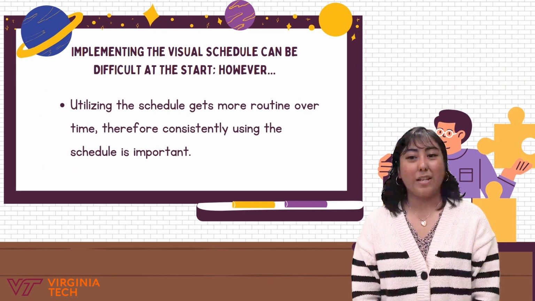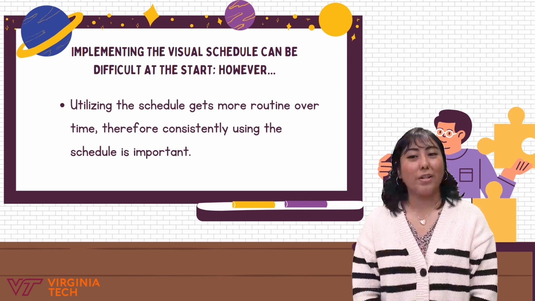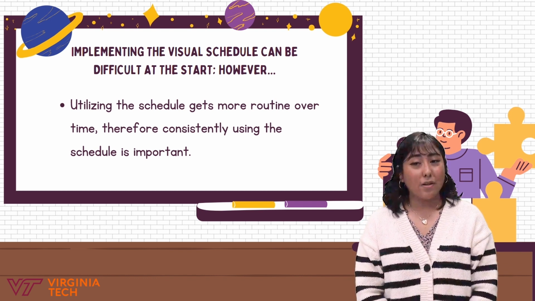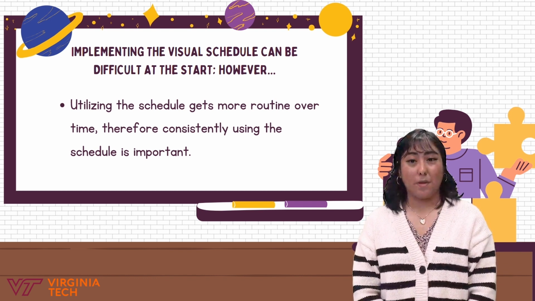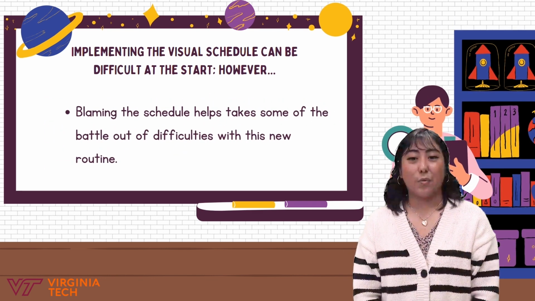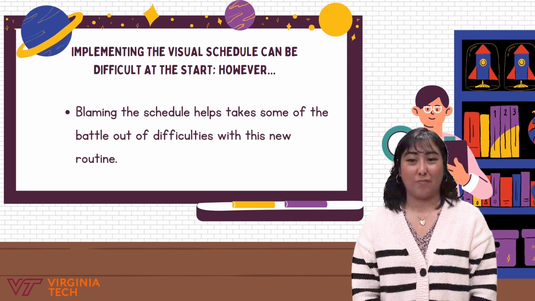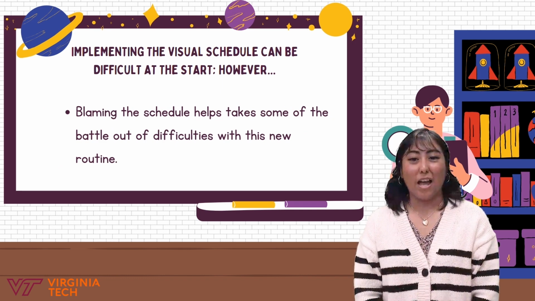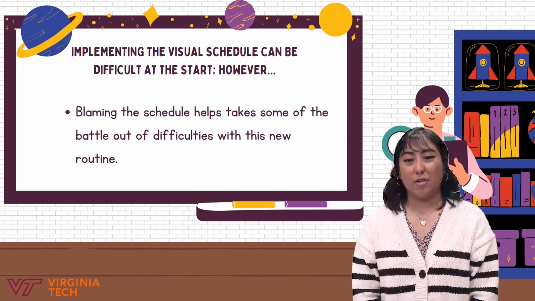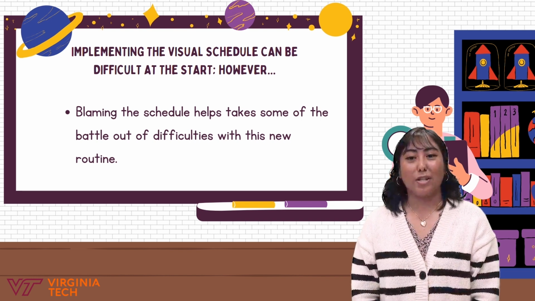Second, it's important to be consistent when using the schedule. Mind you, we are building a routine, and routines only get easier with consistency over time, so your child will be better able to utilize this strategy if it's implemented consistently. Lastly, if using the schedule results in some difficulties, you can always blame the schedule. It takes a bit of the load off any reactions that may occur because ultimately it's a new strategy. Maybe it needs to be adjusted to fit in well with your family's specific needs, or maybe everyone just needs some more time to get used to it.